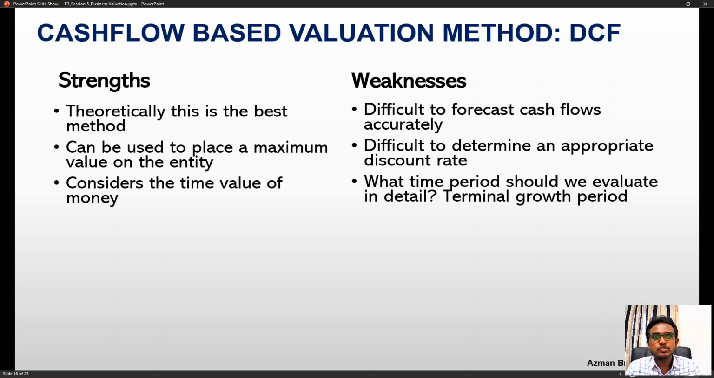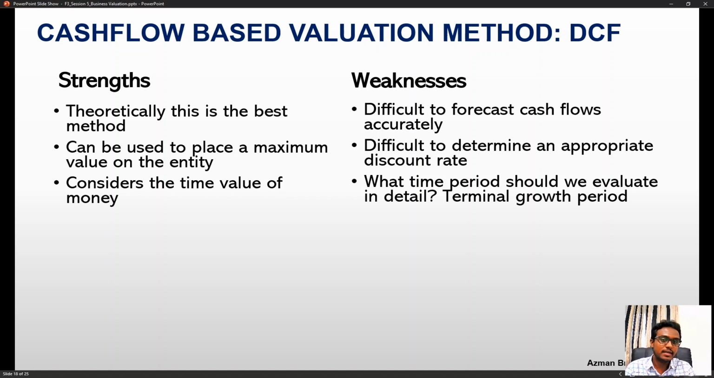And what time period should we evaluate in detail? Because we use something called the terminal growth period. You forecast your cash flows up to maybe 10 years, if you can 15 years. If you are using Excel, you might even go up to 20 years. But thereafter, we assume that the company exists, and that terminal growth period is an important metric in the discounting formula, which is simply G. And what exactly is that G? How can we forecast that 30 years down the line the growth rate will be at 5%?